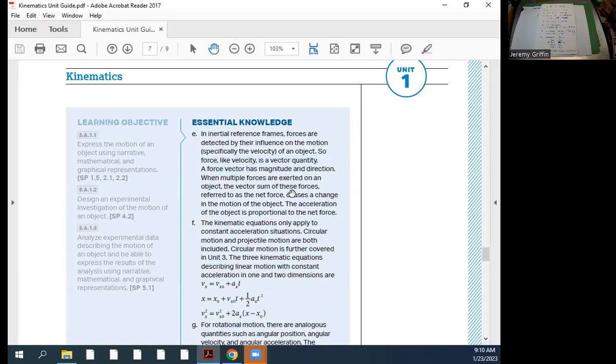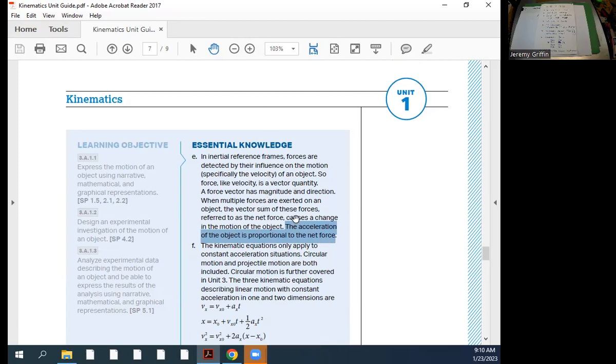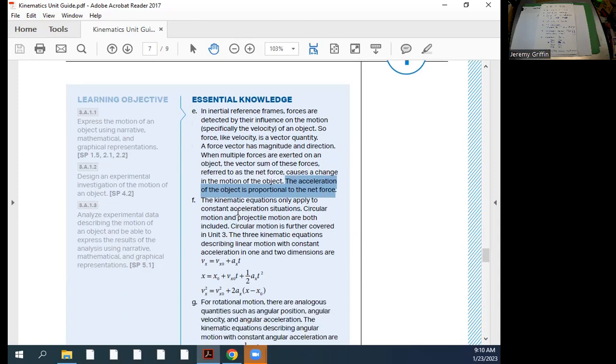When multiple forces are exerted on an object, some of the forces, referred to as the net force, cause a change in motion of the object. Well, maybe this is kind of the crossover. So forces cause accelerations. To me, if I was crafting this document, I would put all this stuff in unit 2, but whatever. Kinematic equations only apply to constant acceleration situations.